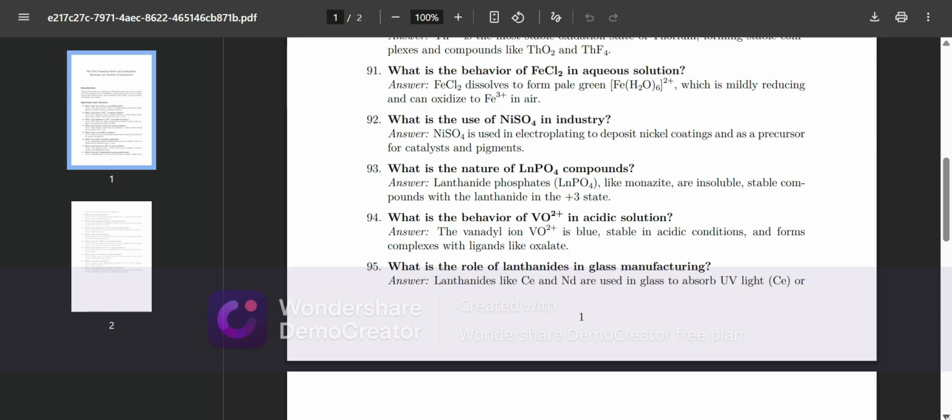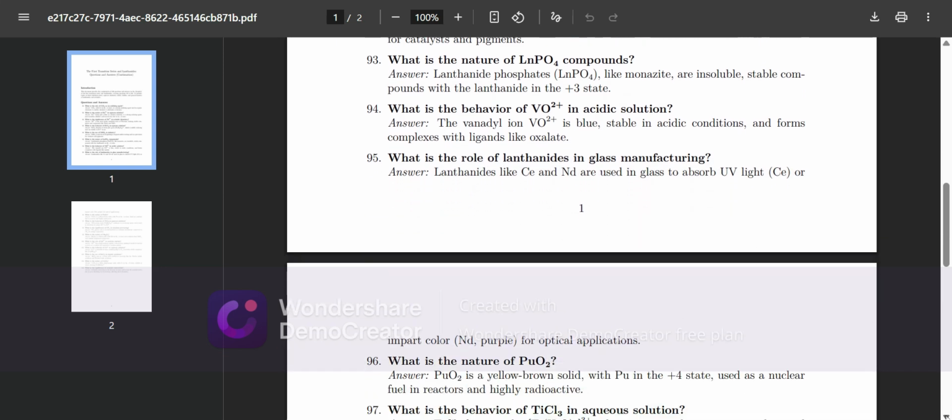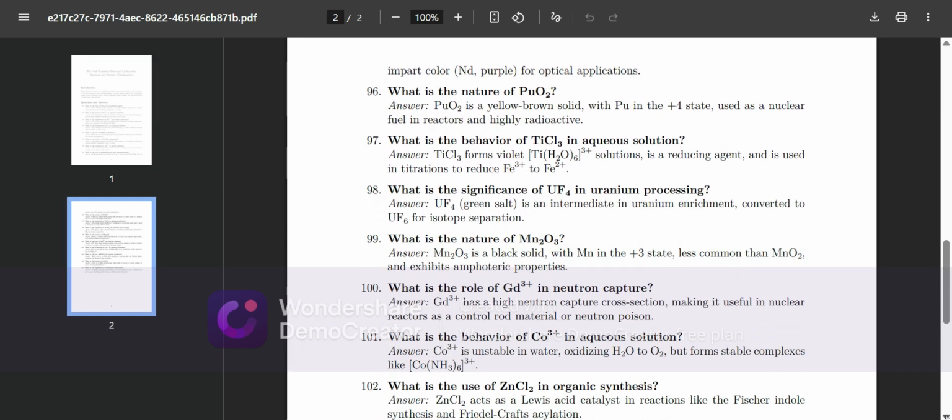What is the role of lanthanides in glass manufacturing? Lanthanides like Ce and Nd are used in glass to absorb UV light. Ce for UV absorption, and Nd for purple color in optical applications. What is the nature of PuO2? PuO2 is a yellow-brown solid with Pu in the plus 4 state, used as a nuclear fuel in reactors and highly reactive.